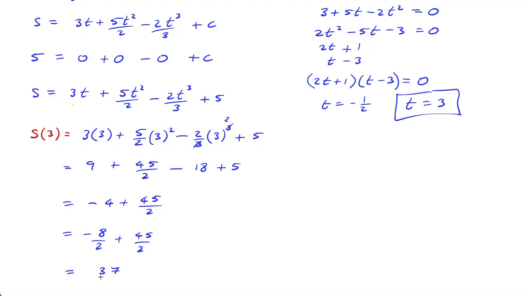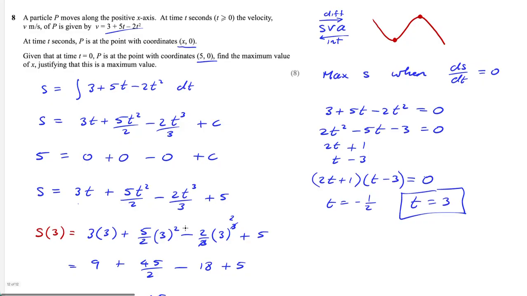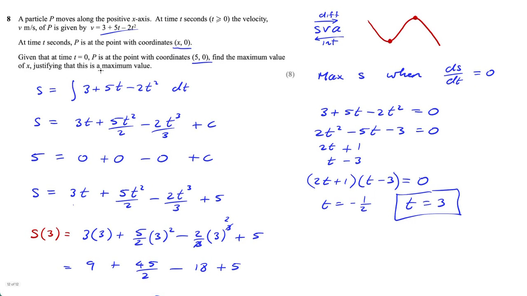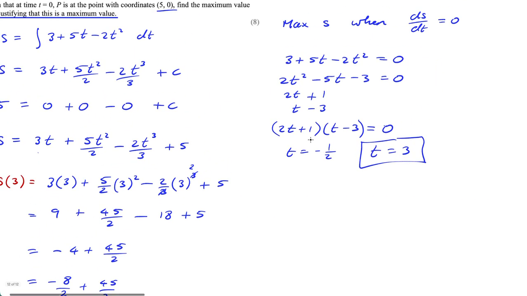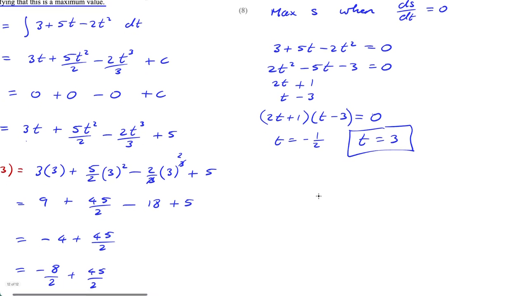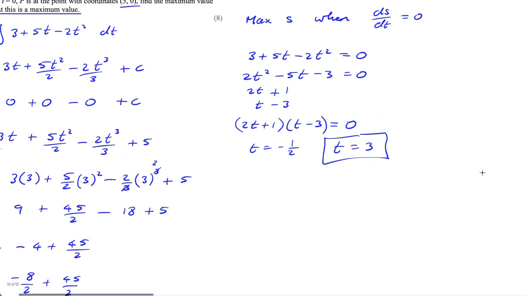That's the max S. Now he says justify that this is a maximum value. So just be careful here, guys. When he says justify, he wants the second derivative. So let me just write here: if it's a max, d2s/dt squared is less than 0.